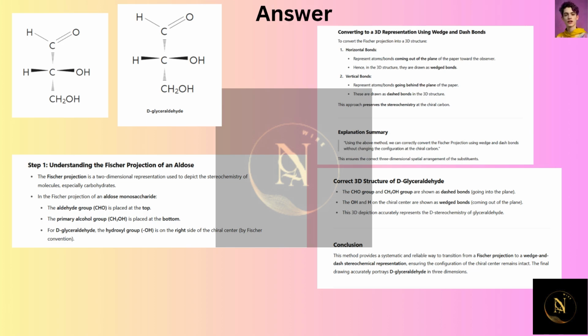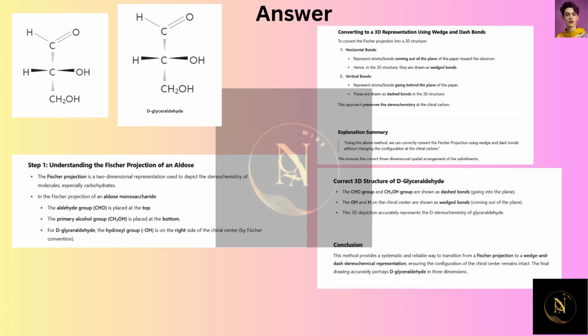Correct 3D structure of D-glyceraldehyde: the CHO group and CH2OH group are shown as dashed bonds going into the plane. The OH and H on the chiral center are shown as wedged bonds coming out of the plane. This 3D depiction accurately represents the D-stereochemistry of glyceraldehyde.